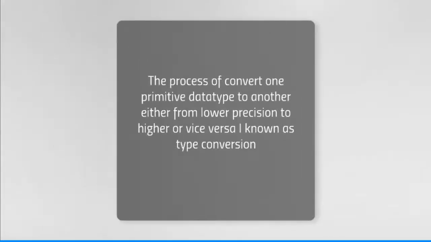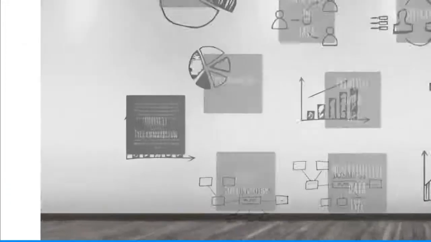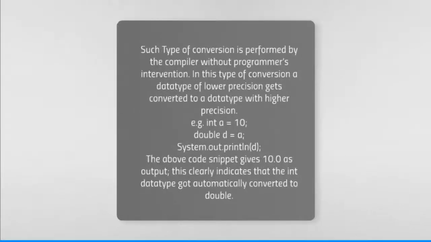The process of converting one primitive data type to another, either from lower precision to higher precision or vice versa, is known as type conversion. We have got two types of conversions. One is implicit type conversion. Such a conversion is performed by the compiler without the programmer's intervention. In this type of conversion, a data type of lower precision gets converted to a data type of higher precision.